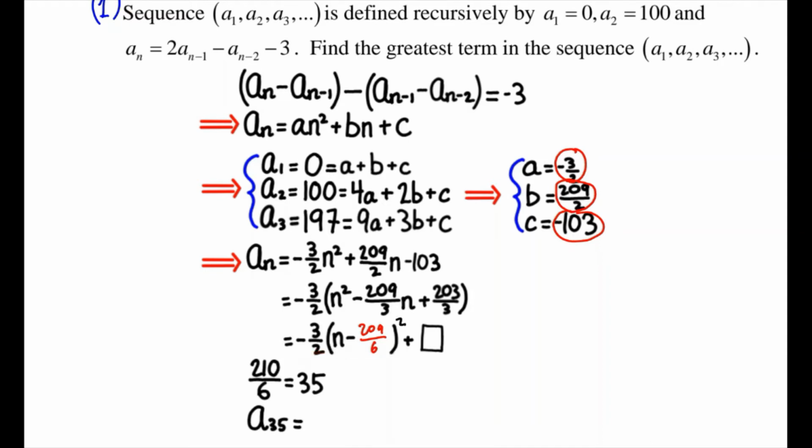Now, since 210 divided by 6 is equal to 35, that means 35 must be the value for that. So we put 35 into this over here. We're going to get minus 3 divided by 2 times 35 squared plus 209 divided by 2 times 35 minus 103, which is also equal to 11717. There we go. That's our answer.